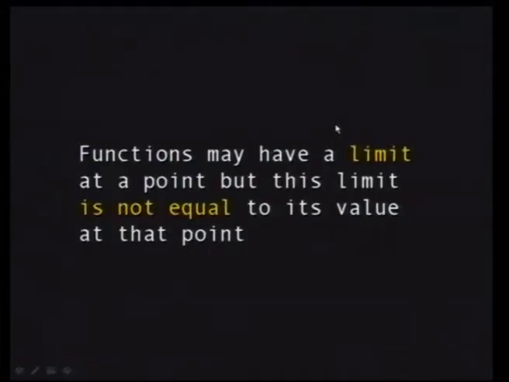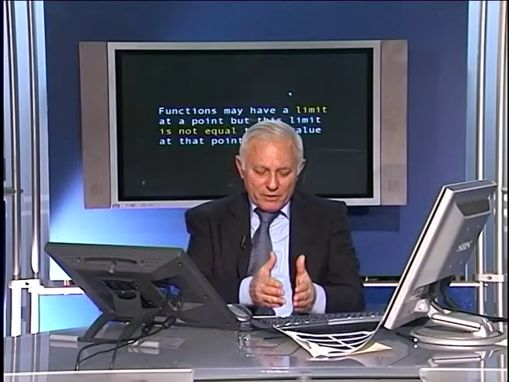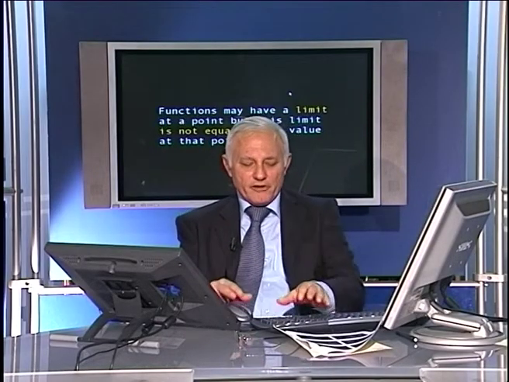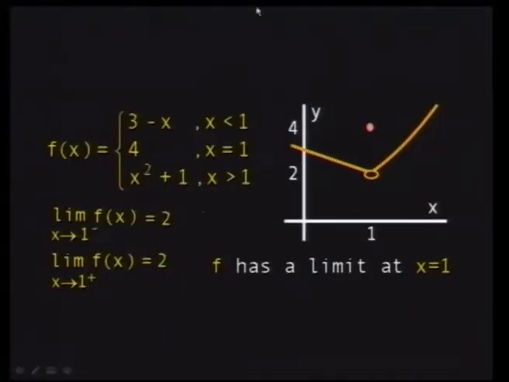Now, functions, and this is the final thing, we want to say that functions may have a limit at a point, but this limit is not equal to its value at that point. In other words, a function may have a limit, but the limit is not equal to the value of the function. And this we encounter, for example, in this situation here. Here, the function has a limit. Why? Because it tends to 2 from the left-hand side and to 2 from the right-hand side at the point 1, and yet the value at the point 1 is equal to 4.